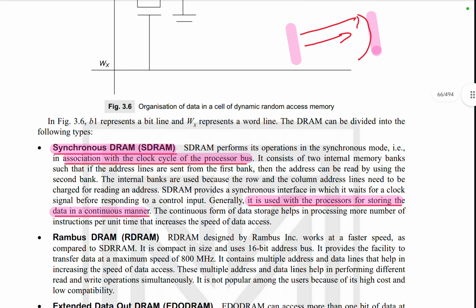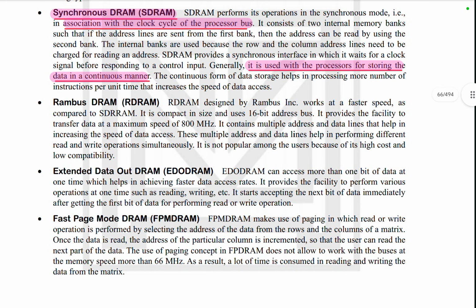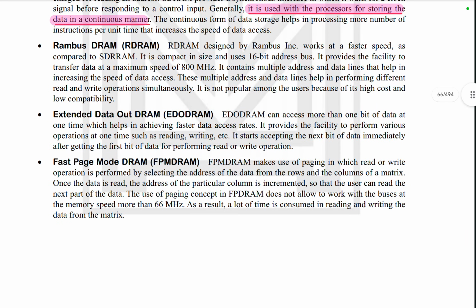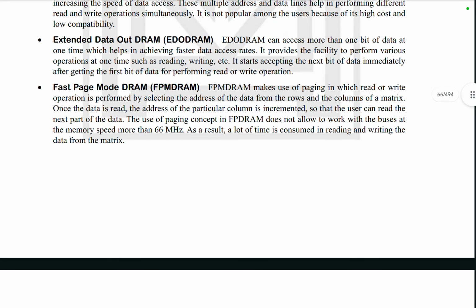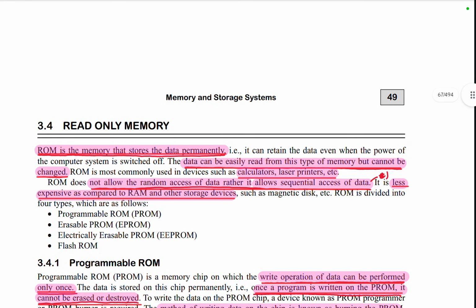Synchronous DRAM, SDRAM, is associated with the clock cycle of the processor bus. It is used with the processor for storing the data in a continuous manner. Then there are RDRAM, extended data out RAM, and fast page mode RAM.